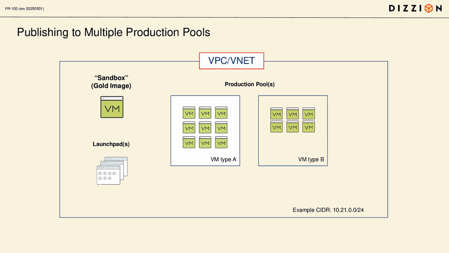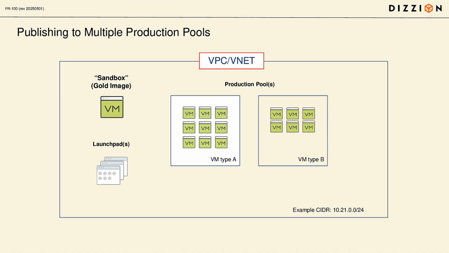Because a sandbox can publish to more than one VM instance type, the publish operation will be performed on multiple production pools. This is configured in capacity settings for the frame account. It is important to understand this feature because it is different from other platforms where a single pool is mapped to a single VM disk and virtual hardware profile.